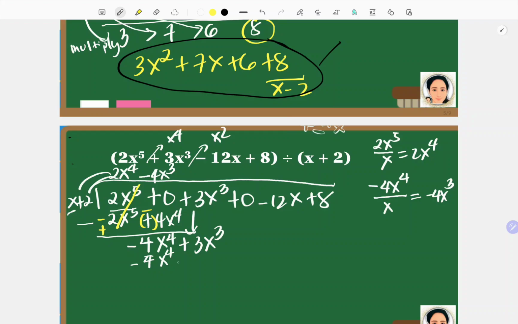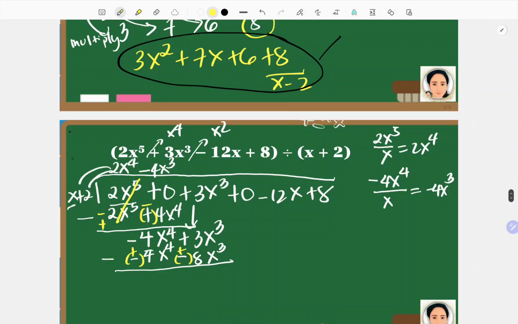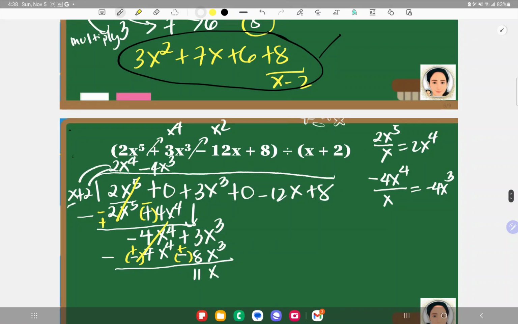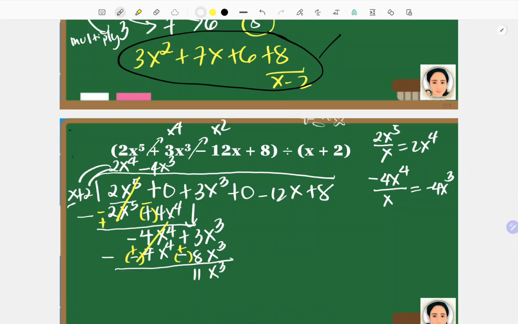Your answer is negative 8x cubed. Okay, then subtract. So, how to subtract? Change the sign of the subtrahend, then add. So, negative 4x to the fourth plus 4x to the fourth, this will become 0. Then, you can see in our next term, you have here positive 3 plus 8. And your answer is 11x cubed. Just copy the x cubed, the literal coefficient. Then, bring down the next term. The next term is plus 0.